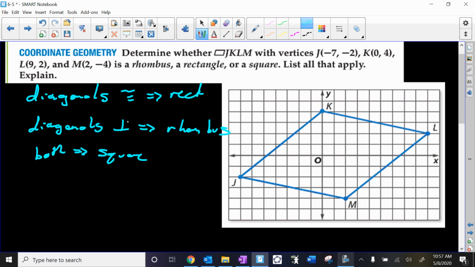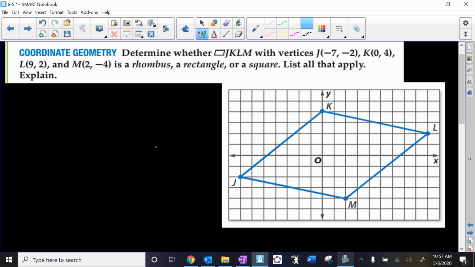Okay, so looking at our diagonals, get rid of all of this information. One of the diagonals is JL. The other diagonal is KM. I need both a distance and a slope of each.